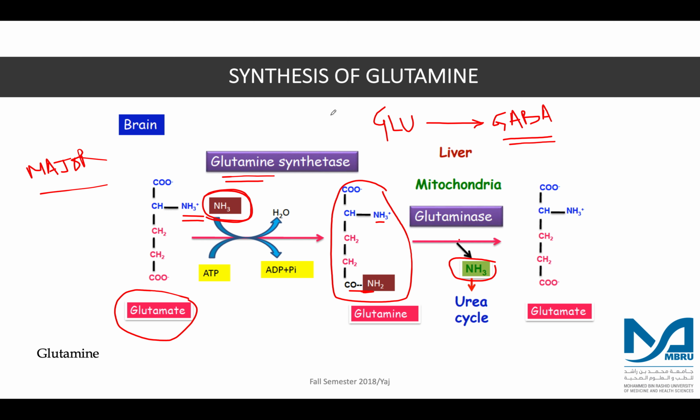A minor route, amino acids get converted to glutamate, glutamate gets converted to GABA, and GABA is a neurotransmitter, so it helps in brain function or neurological function. So that's how the brain is able to maintain homeostasis.